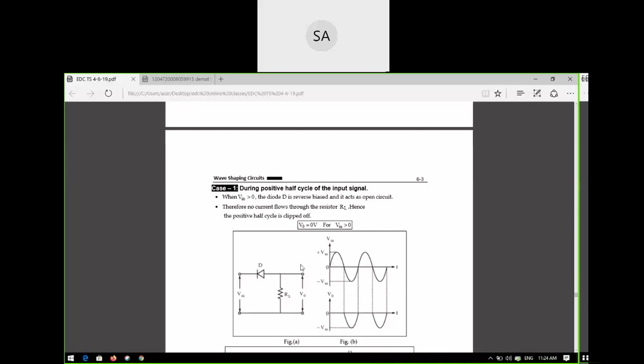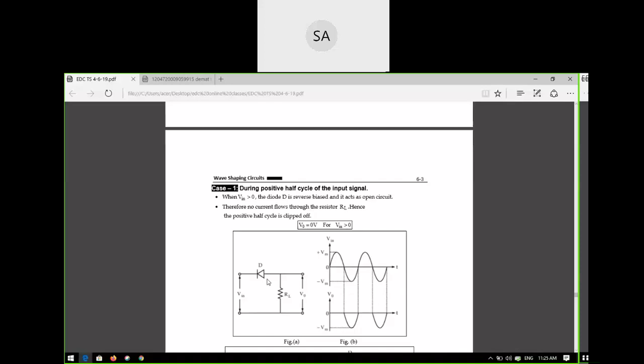So what is happening in the circuit? Positive half cycle means here this voltage is positive, and here the voltage is negative. Correct or not? The upper one is positive, the lower one is negative. So how is the diode connected now? What is the biasing condition of this diode, capital D? Forward biased or reverse biased?